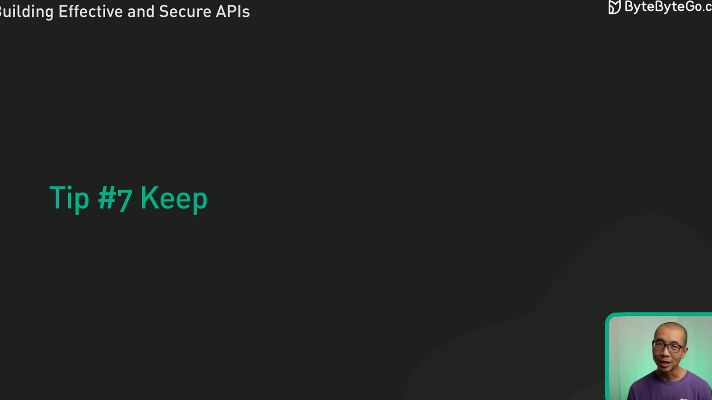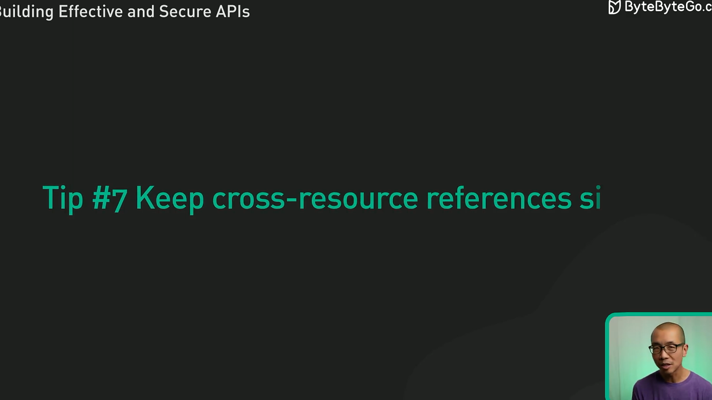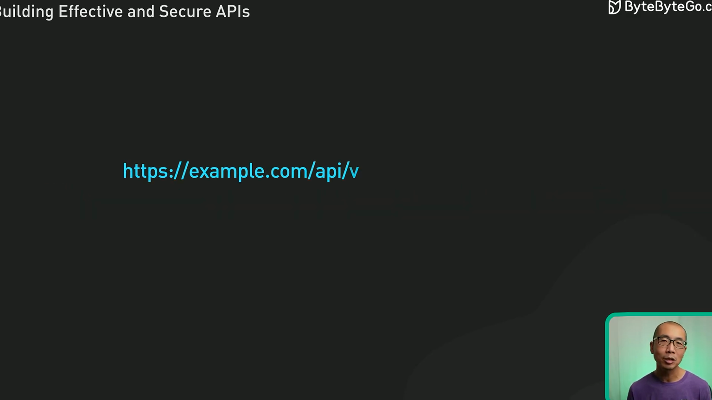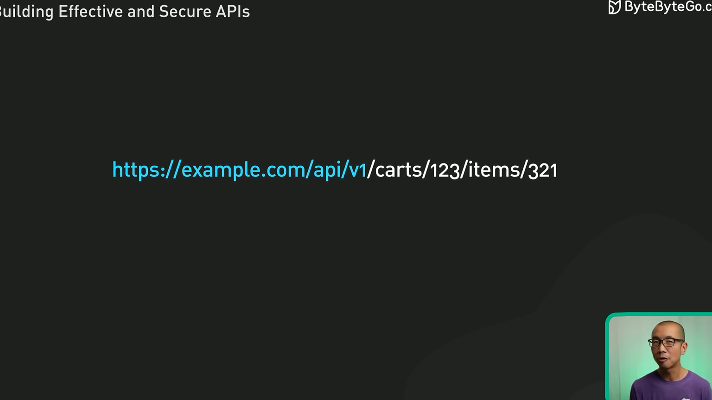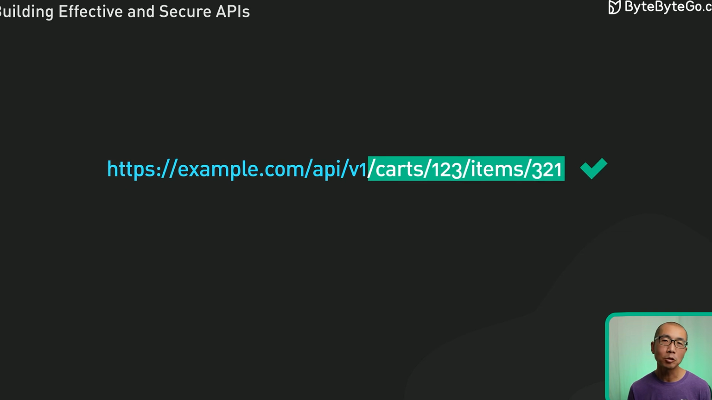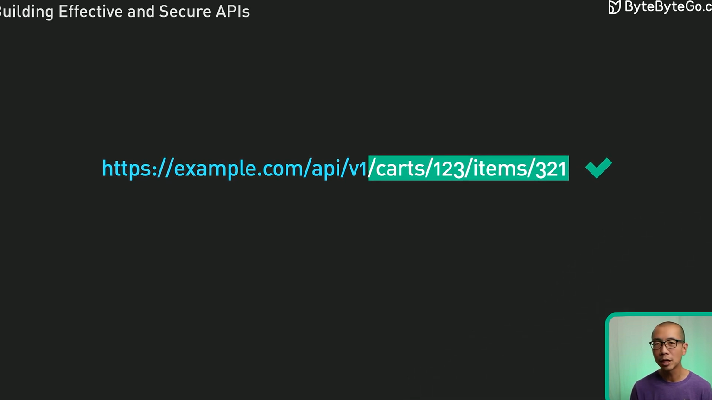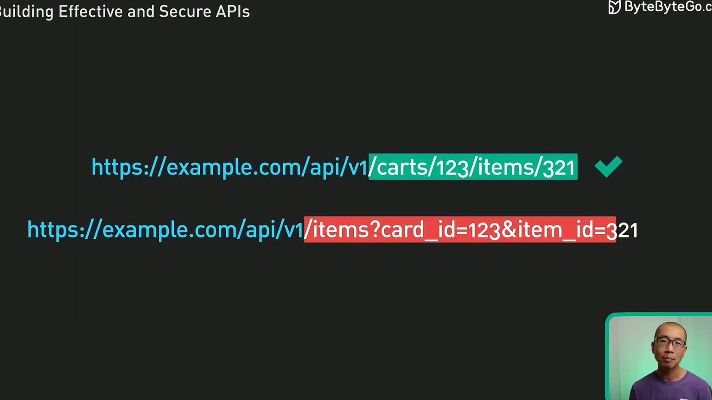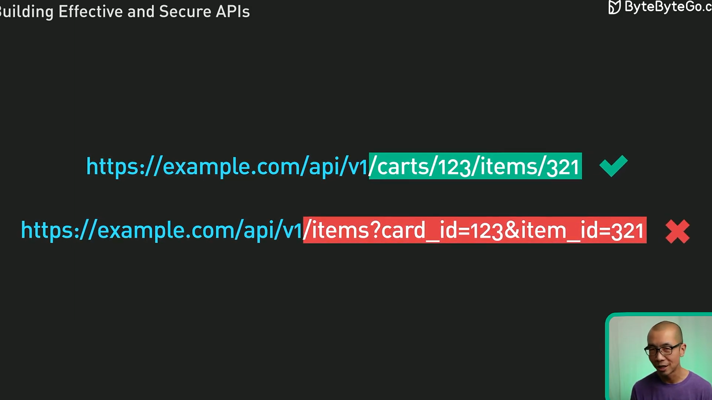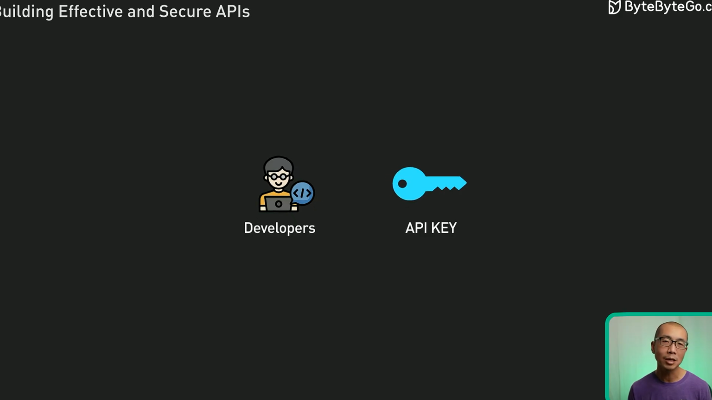Tip number 7. Keep cross-resource references simple. Use clear linking between connected resources. Don't clutter things with long query strings. For instance, reference item 321 within cart 123 through a clean path like this. This avoids messy query params like the one that we see on screen. Direct paths make associations clear for developers using your API.